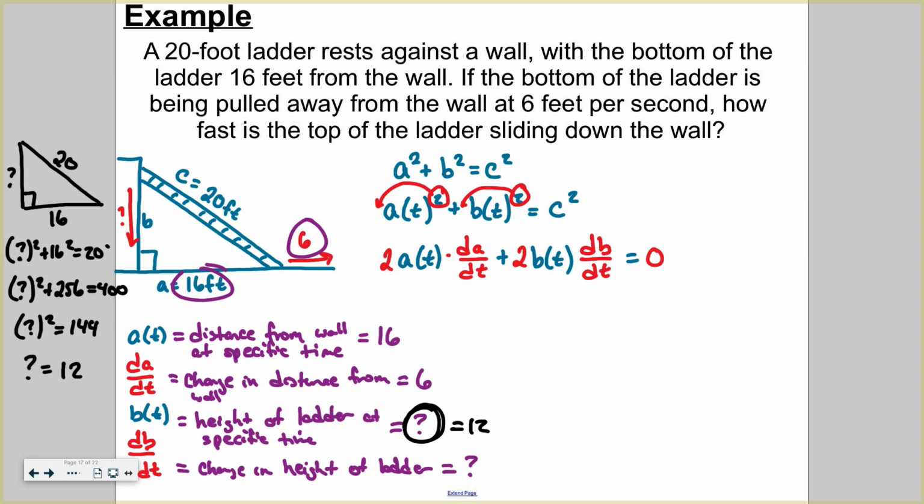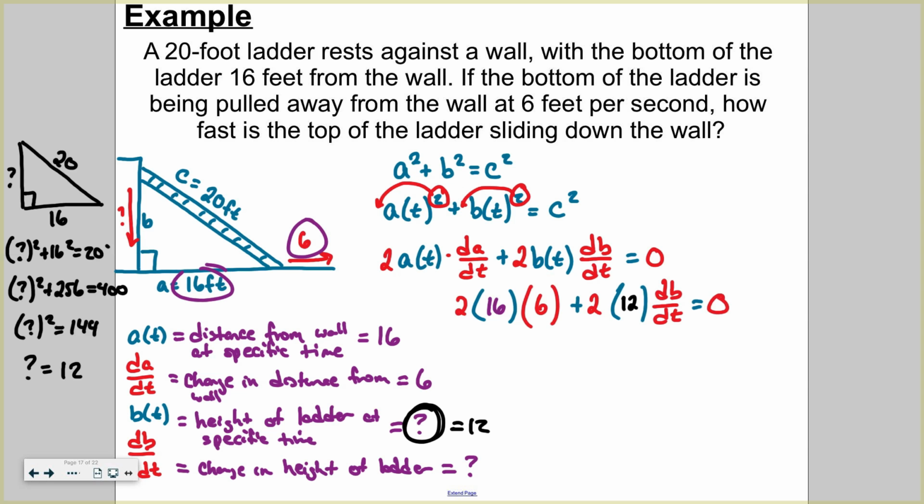So now we know that part. And now we can plug all these values into our derivative and solve for the one we're missing. So let's see, we're going to have 2 times 16, and then times dA/dt, which is going to be 6, plus 2 times b of t, which we found out is going to be 12, dB/dt equals 0. And now we just simplify and solve using algebra.